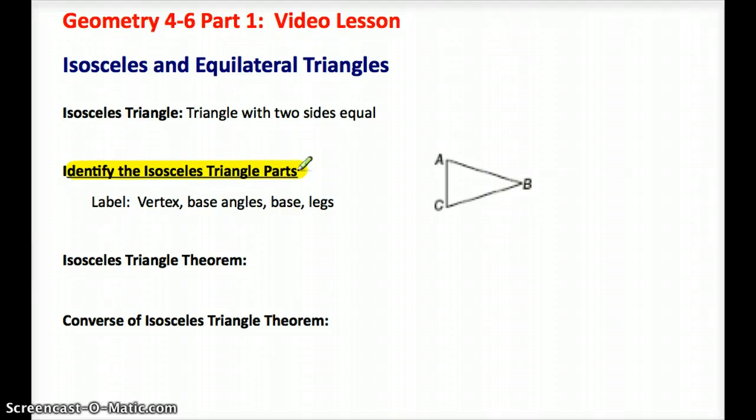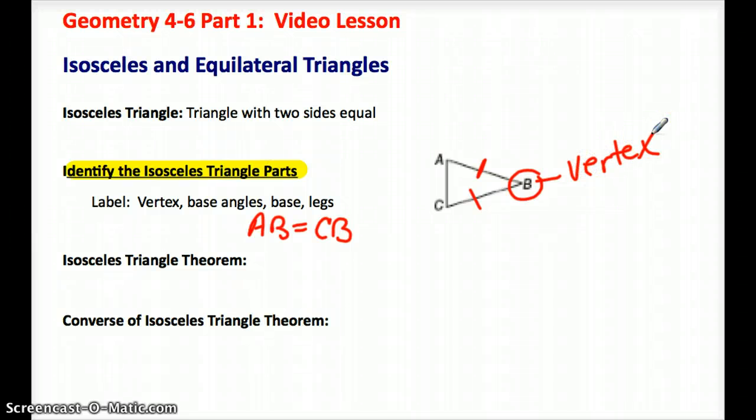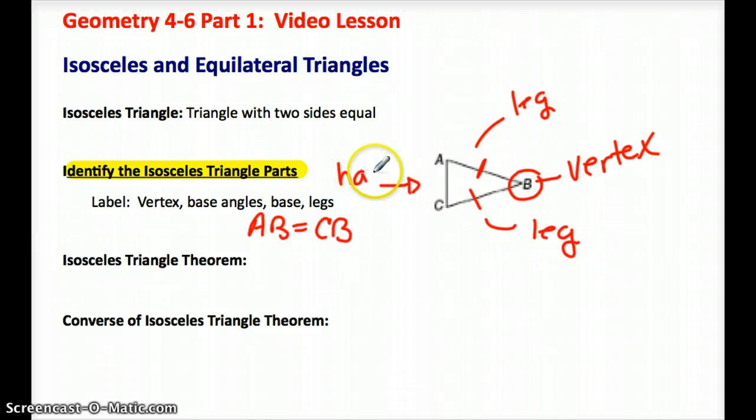Our vertex. First off, when I look at this isosceles triangle, it looks like AB is equal to CB. So the angle that is between the two equal sides is called the vertex. The two sides that are equal are called the legs. The side that is not equal is called the base. And the two angles that are on the base are called the base angles.